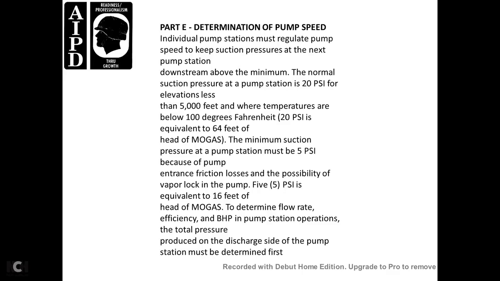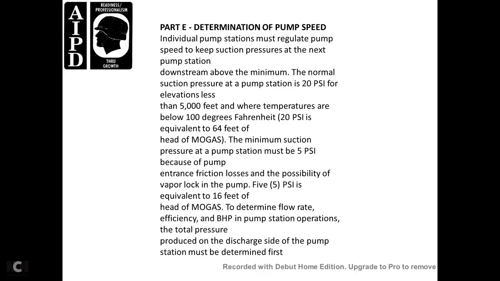Part E, determination of pump speed. The individual pump station must regulate the pumps and keep the suction pressure of the next pump station downstream above the minimum normal suction pressure of 20 psi at elevations less than 5,000 feet. That is equivalent to 64 feet of head of the mill gas. The minimum suction pressure of the pump station must be 5 psi because of pump integrity, friction loss, and the possibility of vapor lock. 5 psi is equivalent to 16 feet of head of the mill gas.